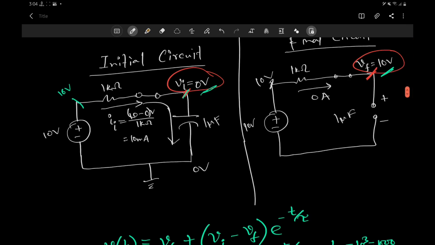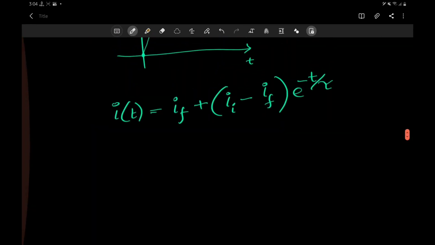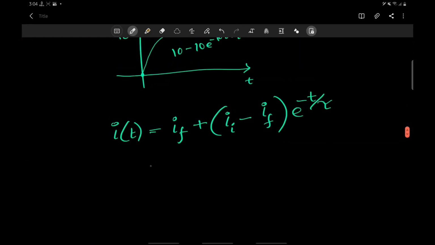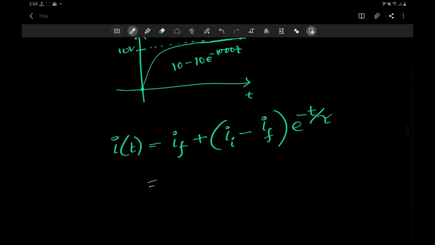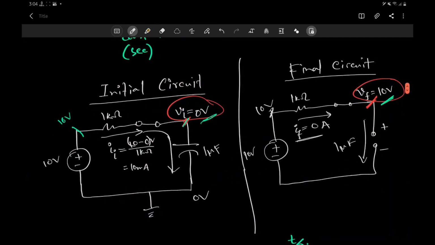So the initial current is 10 milliampere, and the final current, well, I have already written that the final current is 0 ampere. So here If equals 0, and if we write out the values here, we have 10 milliampere plus, sorry, I made a mistake here, the final current. The final current is 0 here.